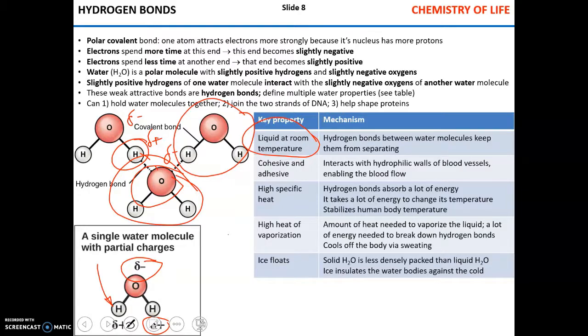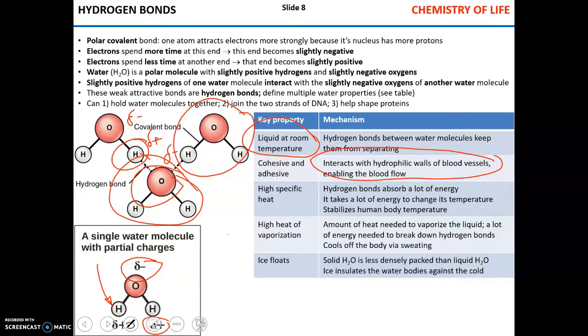Water is cohesive and adhesive, meaning that it can stick to the surface and kind of crawl up. You can see it in the capillary effect. If you take a porous paper and stick it in a bowl of water, water will move up against gravity because of its adhesiveness and cohesiveness. That allows, for instance, water-based blood to run smoothly through the hydrophilic walls of blood vessels.